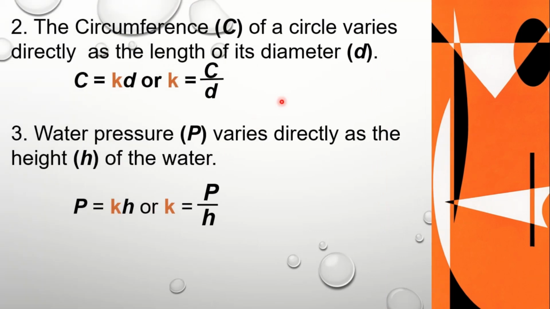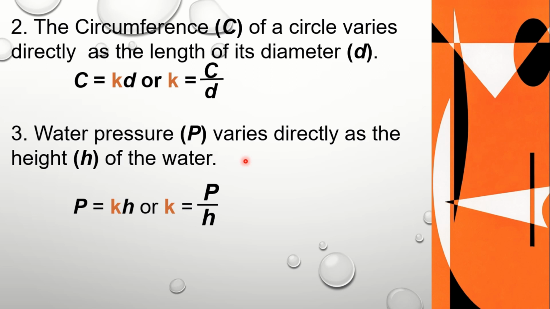2. The circumference of a circle varies directly as the length of its diameter. The two quantities given are C for the circumference and D for the diameter of the circle. So we write C is equal to k times D, or k is equal to the ratio between the two quantities, C over D.